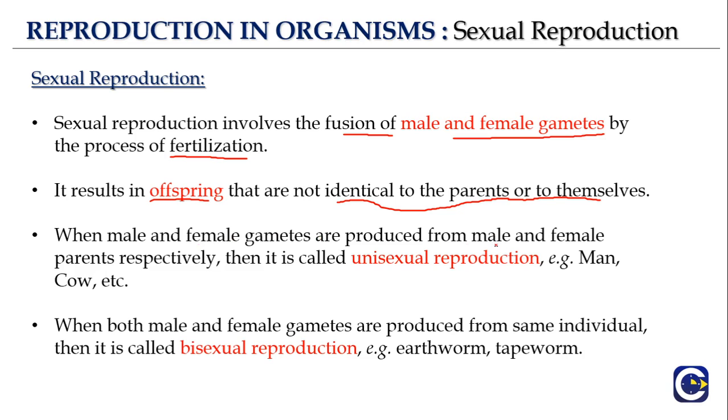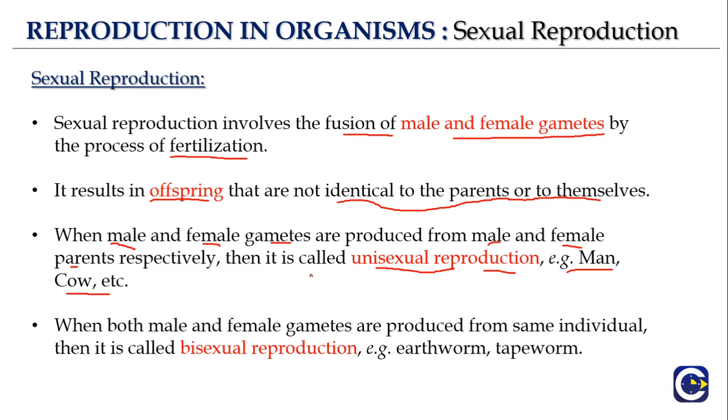When male and female gametes are produced from male and female parents respectively, then it is called unisexual reproduction. It sounds confusing, but it is very easy. When the male gametes are produced from the male parent and the female gamete is produced from the female parent, then it is called unisexual reproduction. For example, in man, the man produces sperms and the woman produces the eggs. So it is unisexual reproduction, and similarly it happens in the cow and many other organisms.